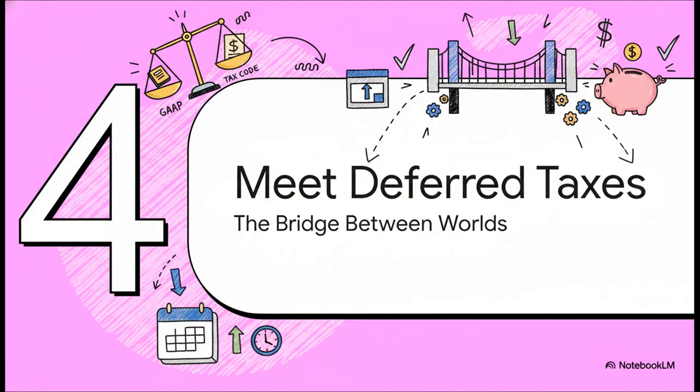Okay, so if we have all these timing differences pulling the two sets of books apart, how in the world do accountants bridge that gap? How do they connect the GAAP world to the tax world? Well, they have a really clever tool for that, and it's called deferred taxes.